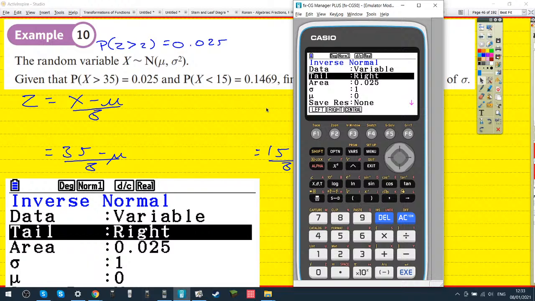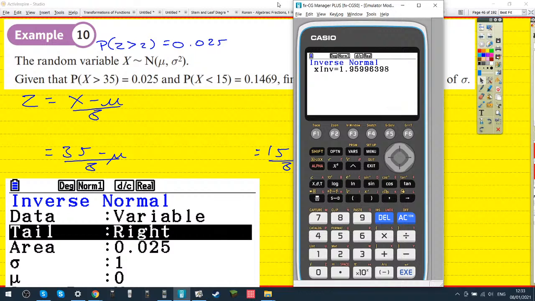Sorry, so is it when x is greater than the number, then it's right? Yep. Less than would be left. 0.025, 1, 0. So I got... Should I say what I got? Yep. I got inverse normal of 1.95.